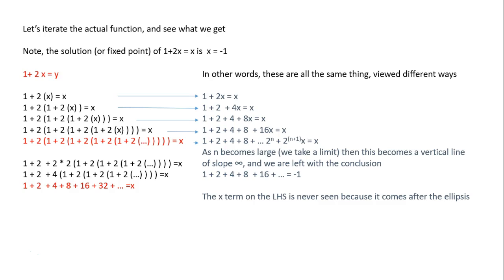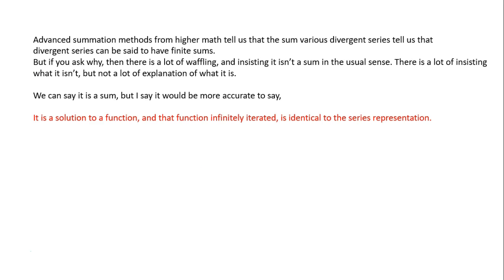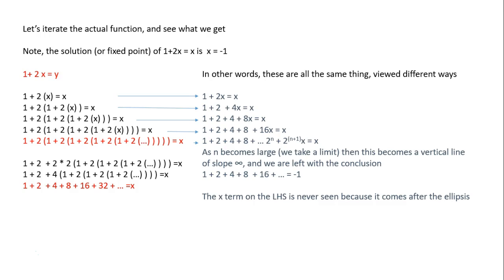Now, that boggles my mind, which is what got me fascinated with this to begin with, that we are assigning a finite value for what shouldn't have one. I mean, you look at this, it looks like it should equal infinity. And yet we know from physical real-world experiments that we do get finite values. I would say it's better to say that instead of having a sum, we have a solution. In other words, the solution to these nested functions is negative 1.